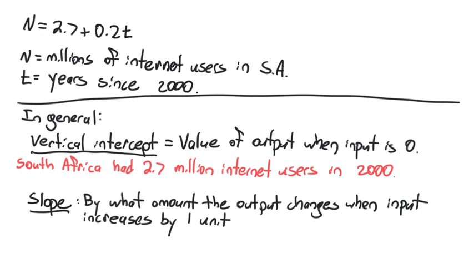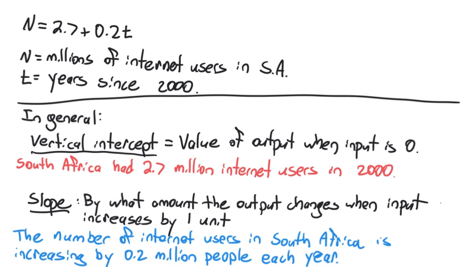And there are different ways that we could do it. Here's one suggestion. This tells us that South Africa had 2.7 million internet users in the year 2000. So input being 0 is 2000. And for the value of the output, we explained that means South Africa had 2.7 million internet users. And for the slope, in general, the slope tells us by what amount the output changes when the input increases by 1 unit. So we found the slope of 0.2.